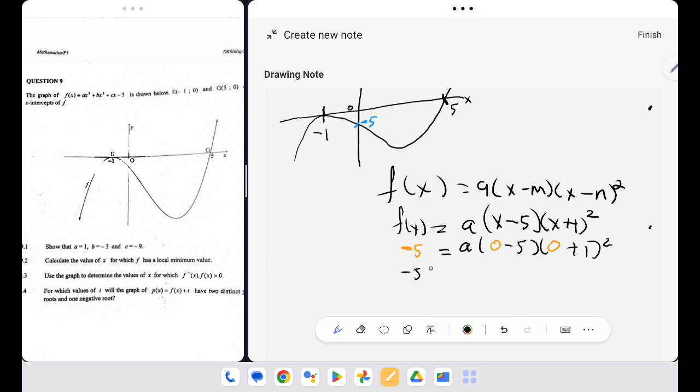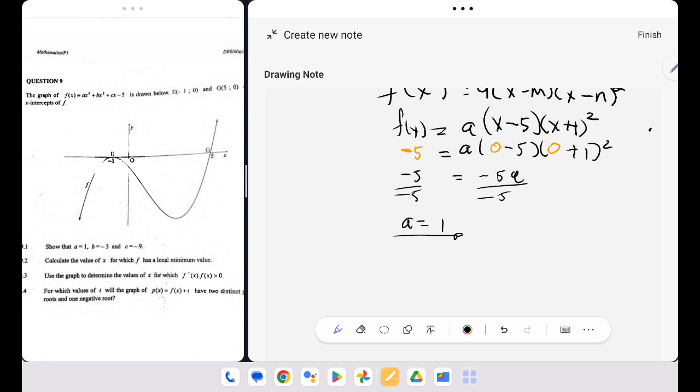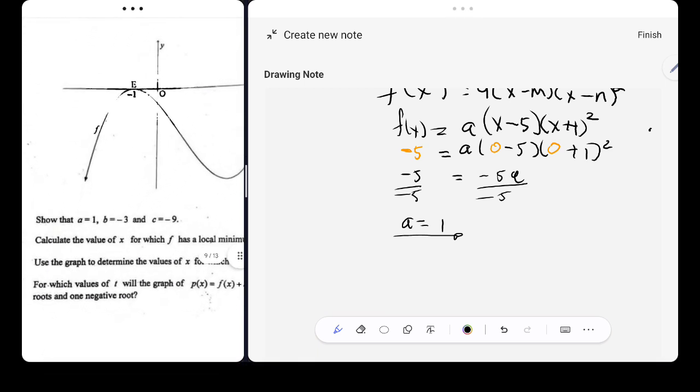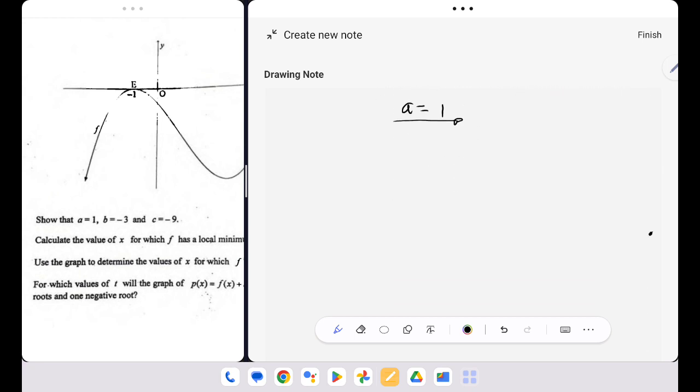So I'll have -5 is equal to -5a. Divide both sides by -5, and then I'll have a is equal to 1. So now I know that a is 1, and they did tell me to prove that the value of a is 1. Yeah? Since I know that the value of a is 1, I can therefore say f of x is equal to (x minus 5) and (x plus 1) all squared.